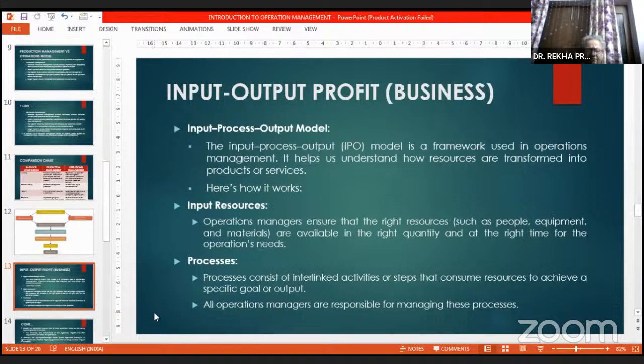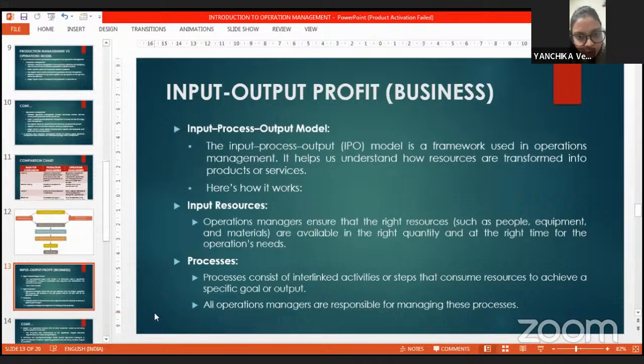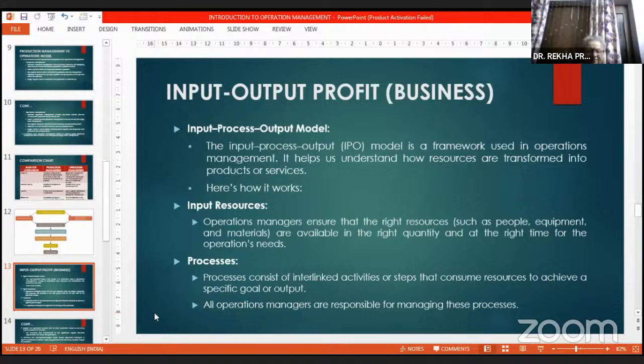Just read it. Input process output model. The input process output IPO model is a framework used in operation management. It helps us understand how resources are transformed into products or services. Here's how it works. Input resources: operation managers ensure that the right resources such as people, equipment and material are available in the right quantity at the right time for the operation needs.